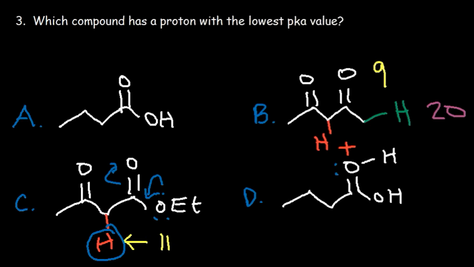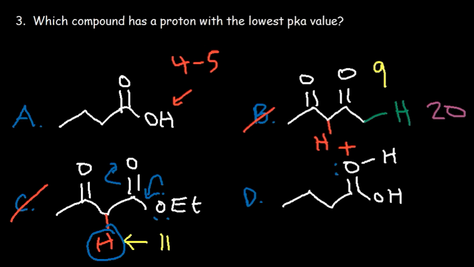Now, the most acidic hydrogen for the carboxylic acid is this one here. The pKa for a typical carboxylic acid is around 4 to 5. So the carboxylic acid is much more acidic than compound B or compound C. So we can eliminate B and C.